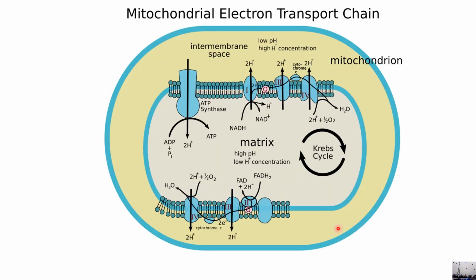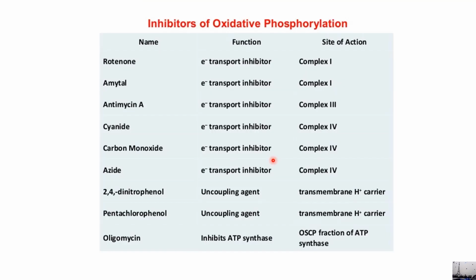Okay. This is the mitochondrial electron transport chain. The matrix has a high pH and low hydrogen concentration.